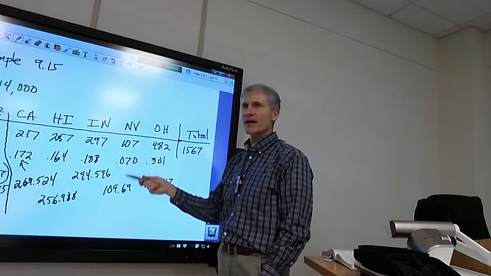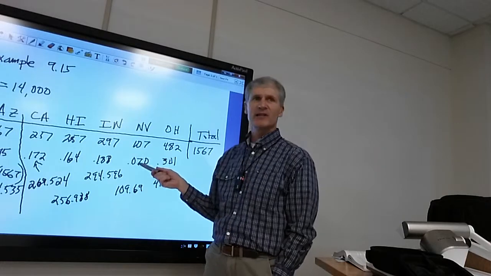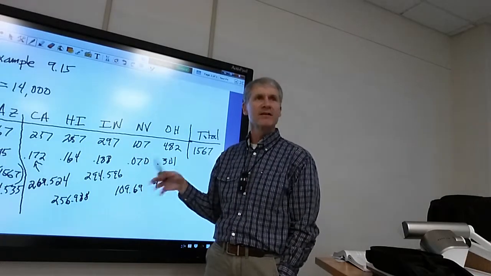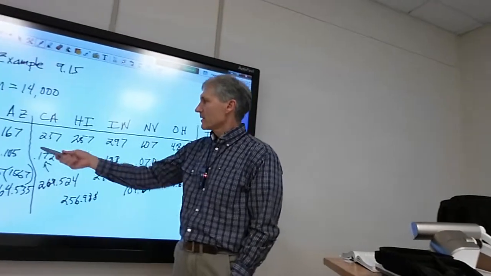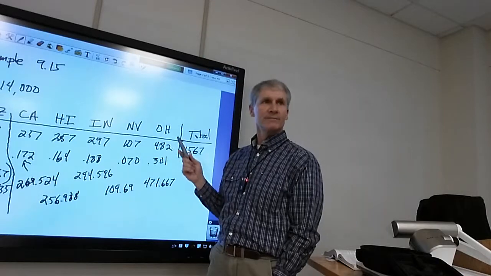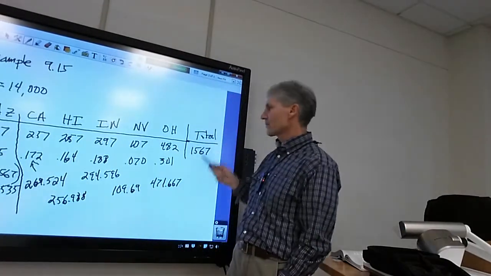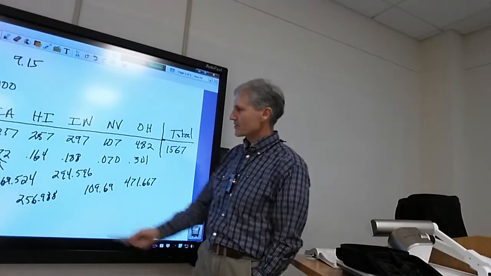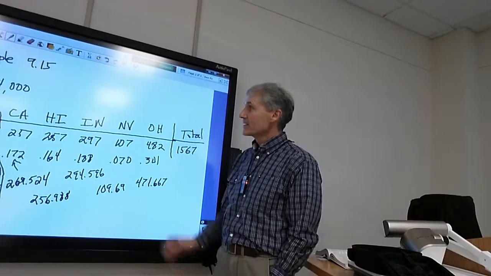Now there may be a little bit of round off error since they only gave us these proportions to 3 decimal places. Sometimes it won't be perfect, but that's okay. If these proportions sum up, they should sum to 1. Right? Therefore, these should sum to the total 1567. Does everybody understand the way I tried to alternate here so I could fit them all in? Okay.